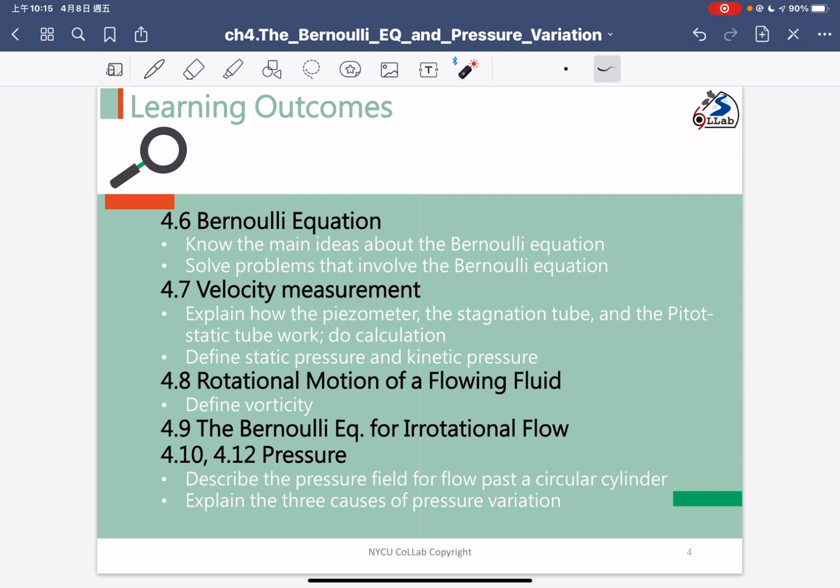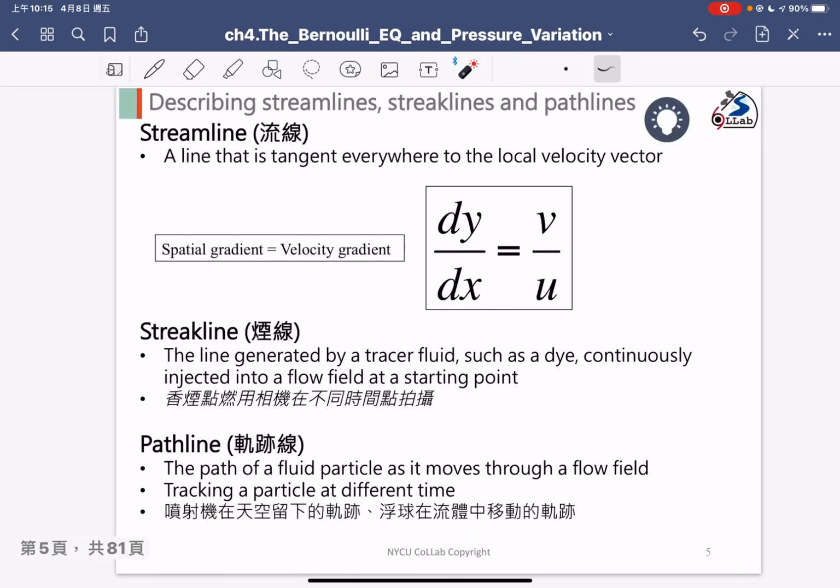Before, all of the flows were linear flow. So the final topic we move to is the rotational flow. We will have different problems if the flow starts to rotate, and we will see how to apply the Bernoulli equation to rotational flow. Okay, so this is a very quick introduction to the outcomes for this chapter.